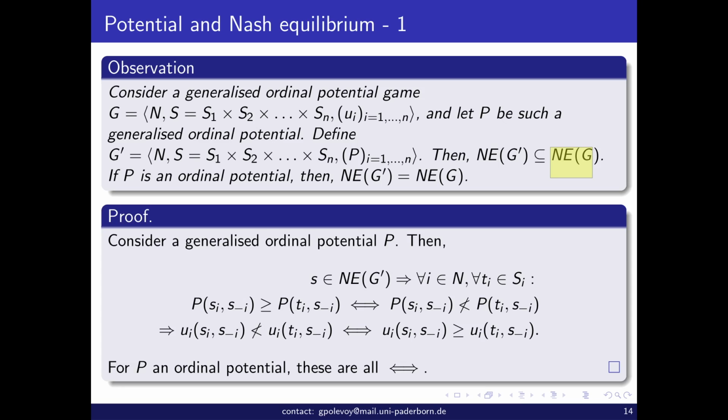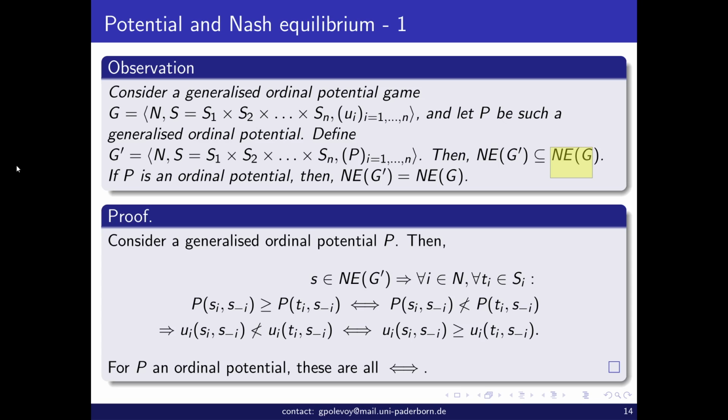Now, if P is not only a generalized ordinal potential, but an ordinal potential, if we have a stronger requirement, which holds, then actually the sets of Nash equilibria are equal. And the proof is simple. So the first proofs here will be simple, just as a warm-up. So it's nice that the theory helps us to warm up first.